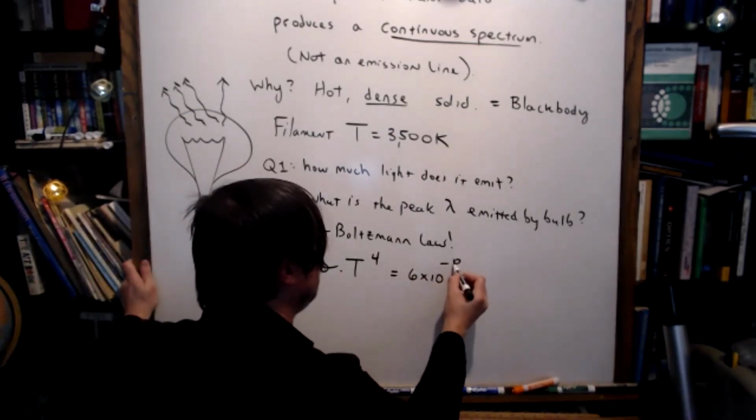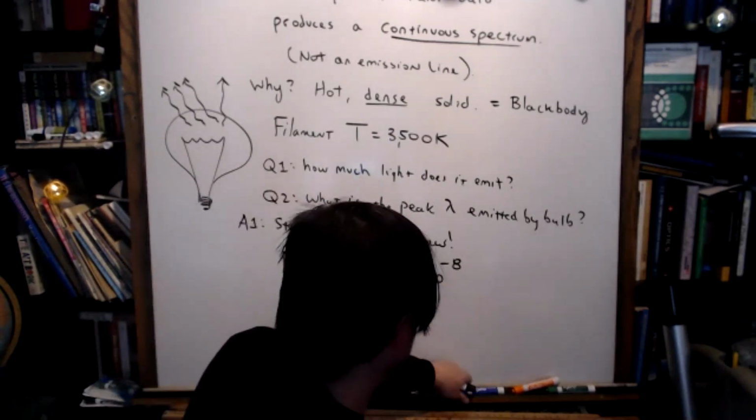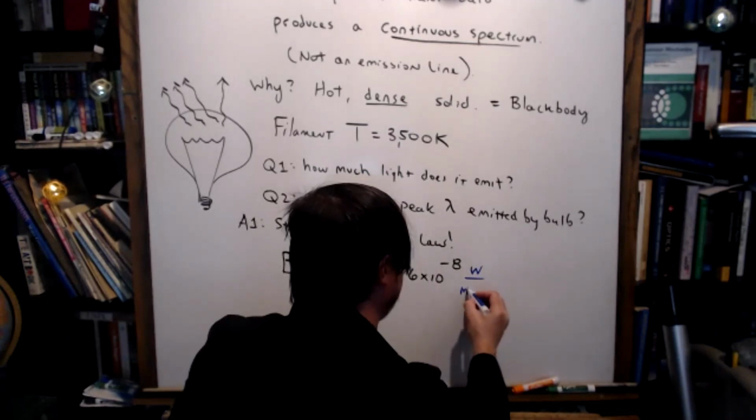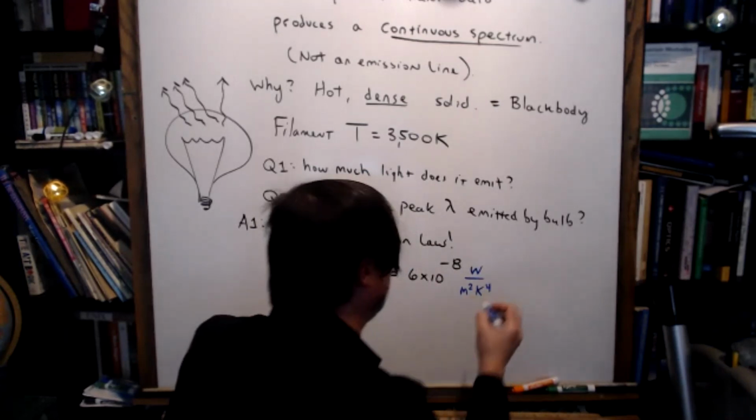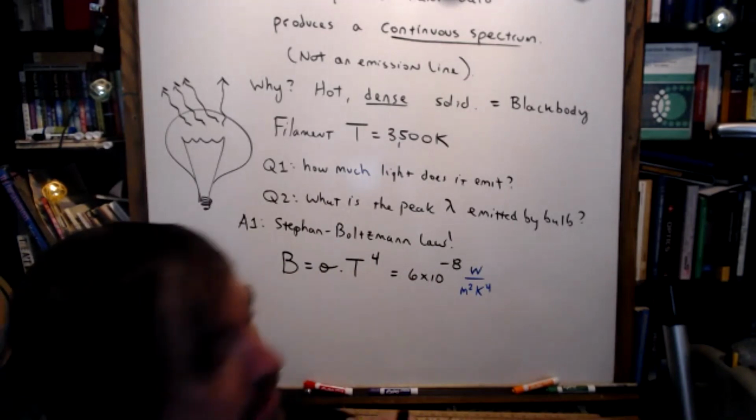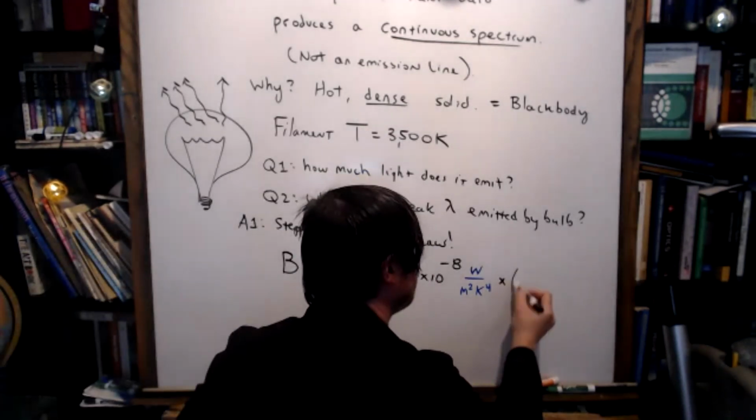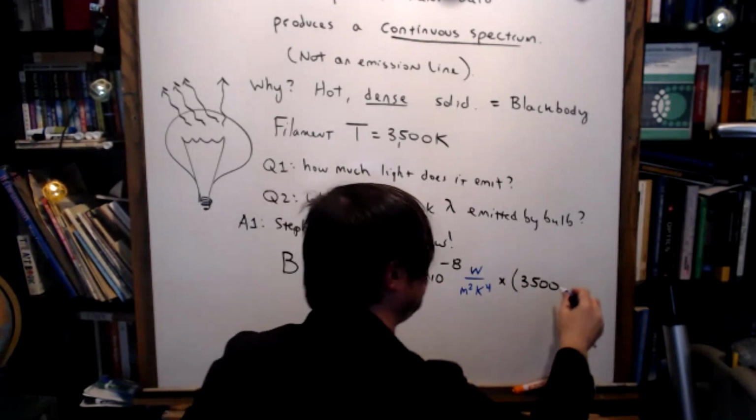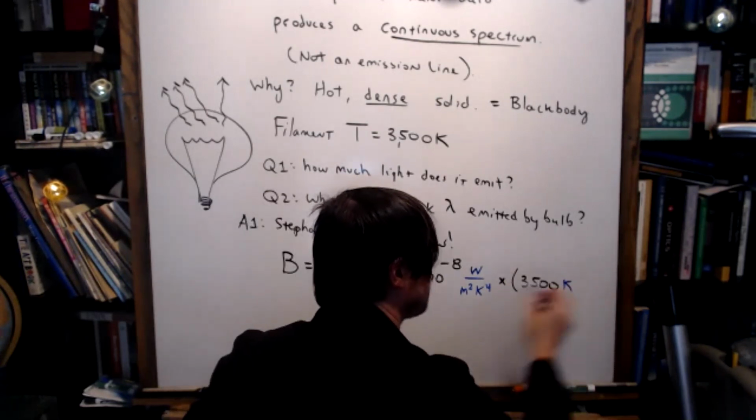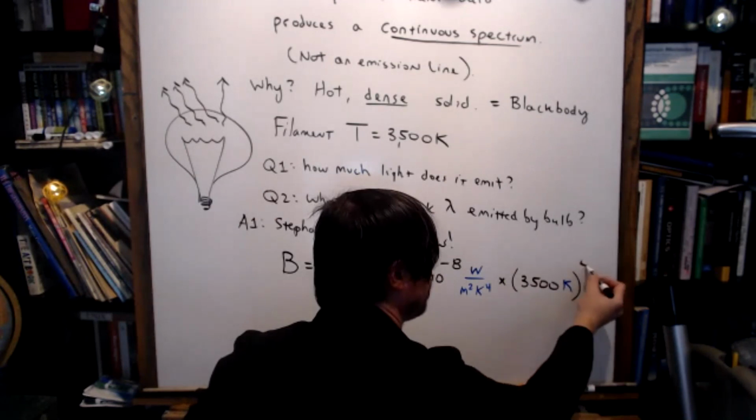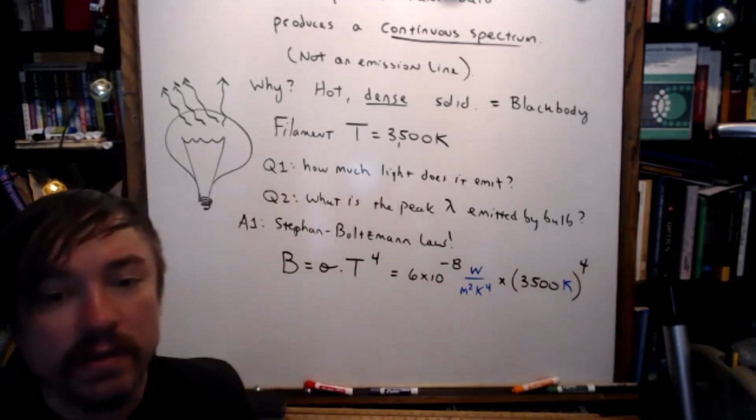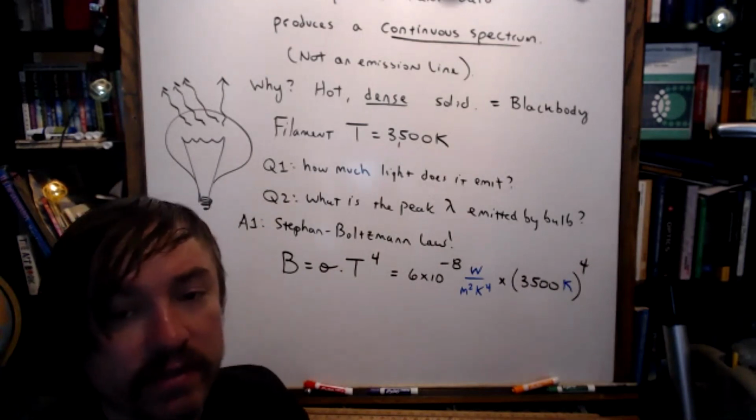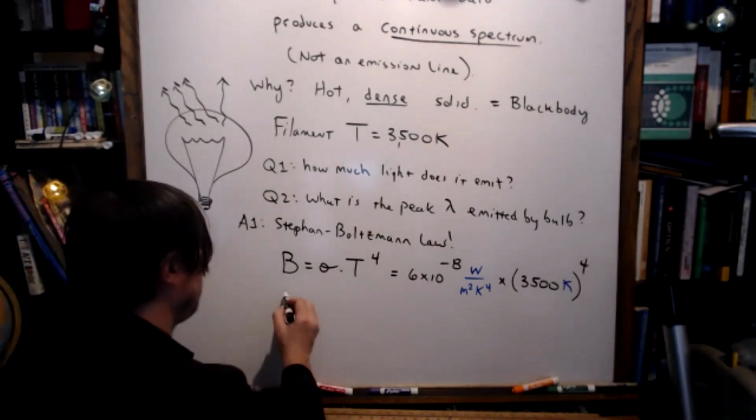6 times 10 to the minus 8. The units are watts per square meter per Kelvin to the fourth, multiplied by the temperature, 3,500 Kelvin. Okay, last time I taught you how to do this, so do it. Tell me what the answer is.